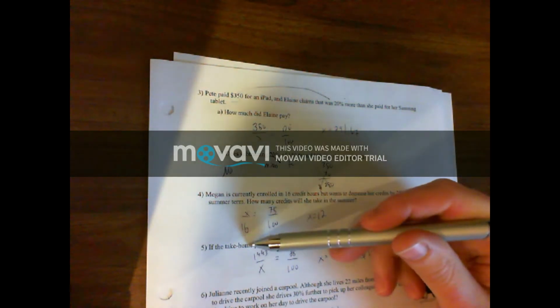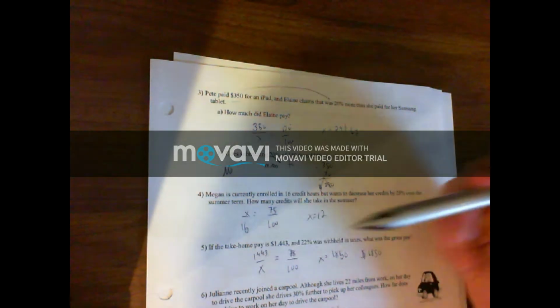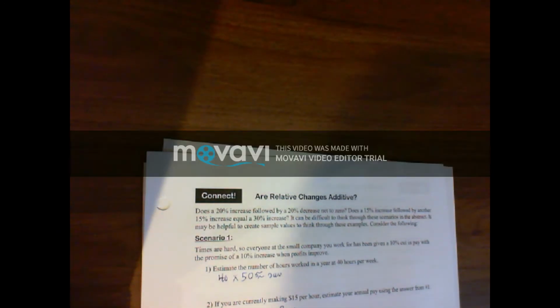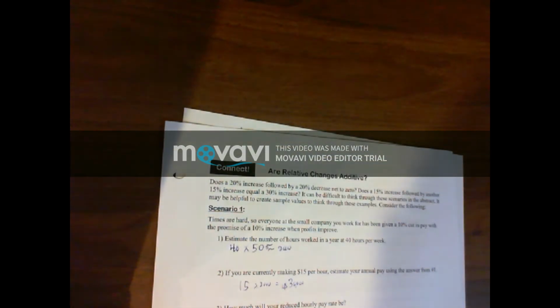Okay, take-home pay is actually what you take home after taxes. The gross pay is what you would make before taxes. And if we go to page 83, the last big topic from this section is, are relative changes additive? And it starts off by saying, does a 20% increase followed by a 20% increase net to zero? In other words, would you start at the same spot as you ended?